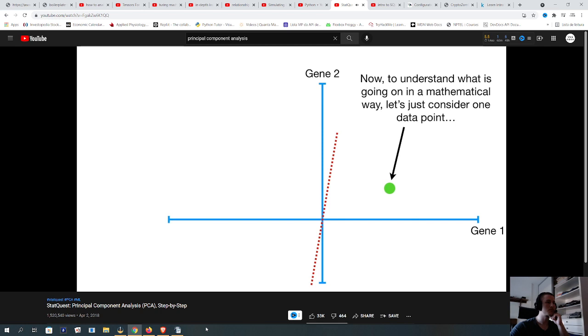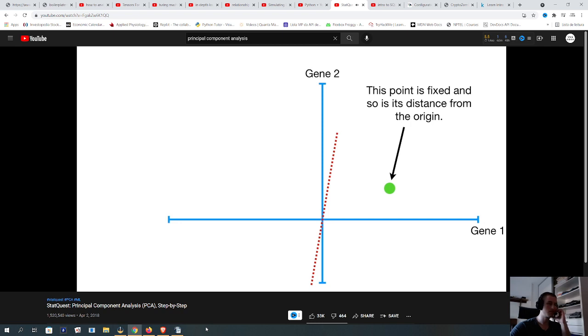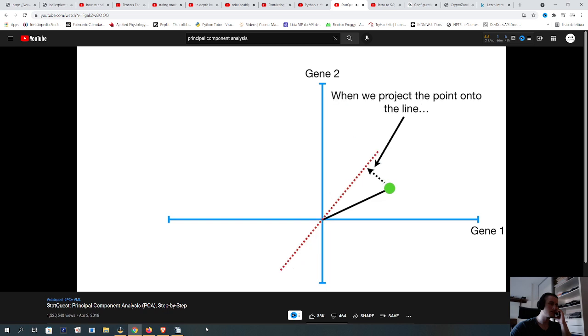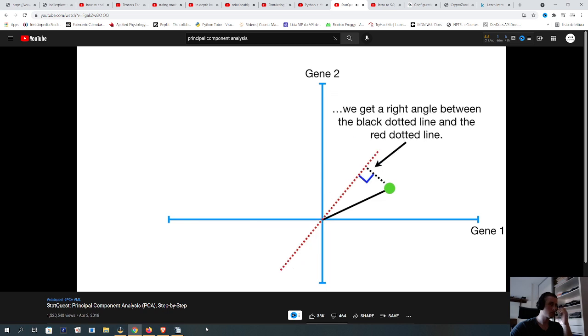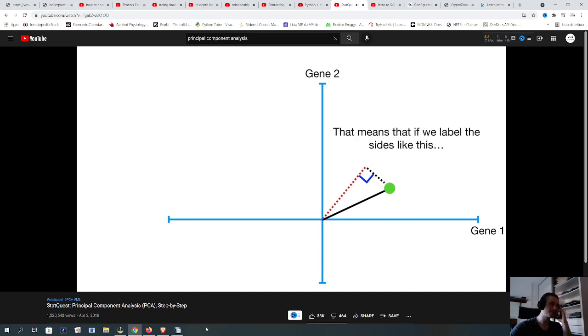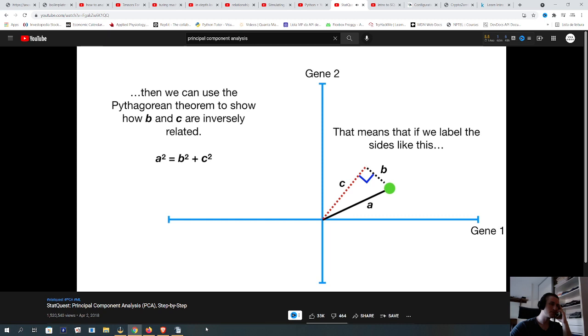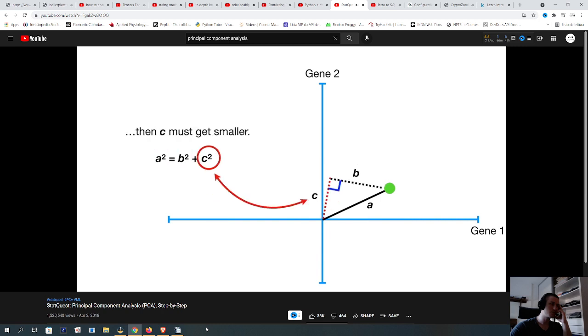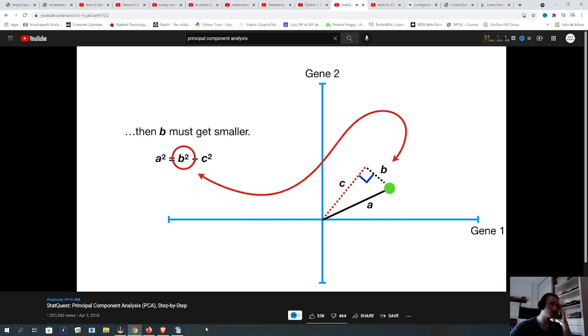Now, to understand what is going on in a mathematical way, let's just consider one data point. This point is fixed, and so is its distance from the origin. In other words, the distance from the point to the origin doesn't change when the red dotted line rotates. When we project the point onto the line, we get a right angle between the black dotted line and the red dotted line. That means that if we label the sides like this, A, B, and C, then we can use the Pythagorean theorem to show how B and C are inversely related. Since A, and thus A squared, doesn't change, if B gets bigger, then C must get smaller. Likewise, if C gets bigger, then B must get smaller.